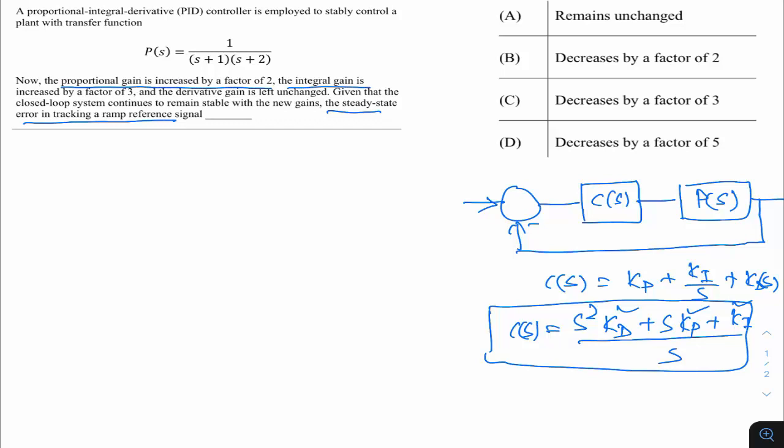Integral gain is increased by factor 3. That means Ki becomes 3 Ki. And derivative gain is left unchanged. That means Kd remains the same Kd. So in such cases, with this change in gain, what is the change in the steady state error?